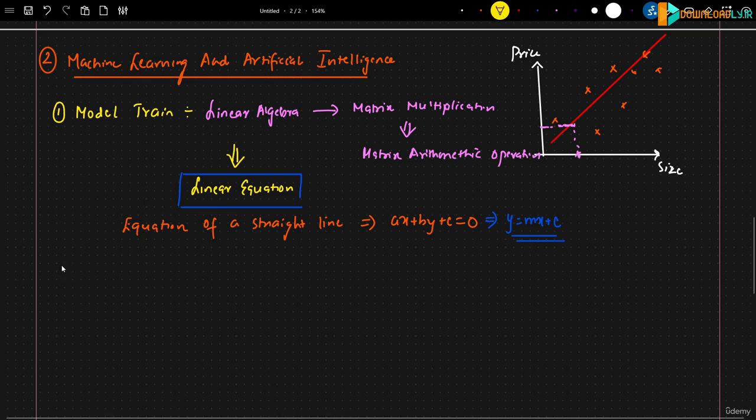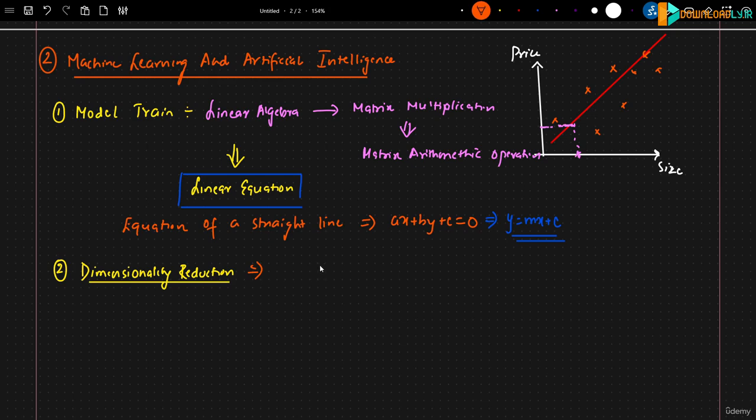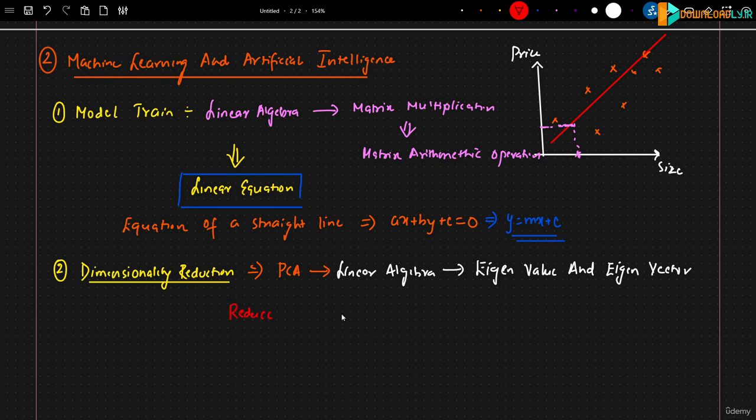Coming to the second important point, where exactly it is used: it is called dimensionality reduction. I've already told you what dimensionality reduction is. As human beings, we cannot visualize data of higher dimension. So inside this dimensionality reduction technique, we use an algorithm called PCA. PCA uses linear algebra concepts, specifically eigenvalue and eigenvector. With the help of eigenvalue and eigenvector, we will be able to reduce from higher dimension to lower dimension. How this will happen, we will discuss as we go ahead in the series of videos.